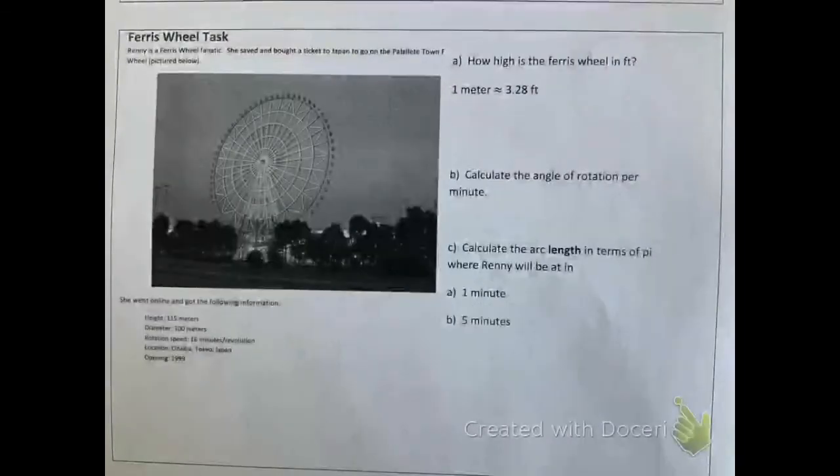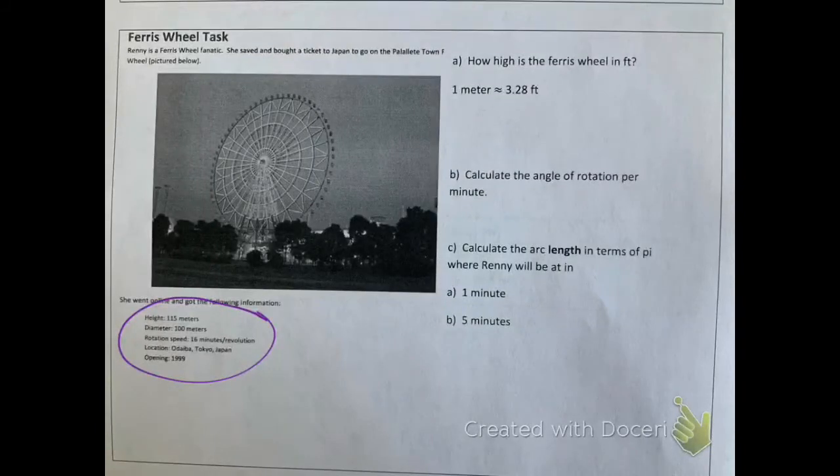For this last part, we're going to be answering a couple questions about a Ferris wheel. So here's some information about the Ferris wheel. It tells us the height, the diameter, rotation speed, the location of where it's at in Japan, and the first time it opened in 1999. So our very first question is, how high is the Ferris wheel in feet?